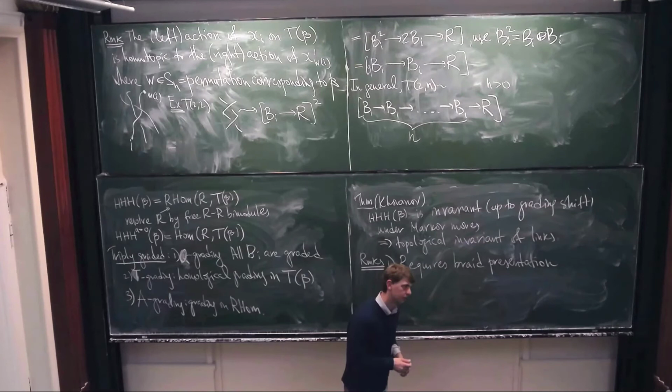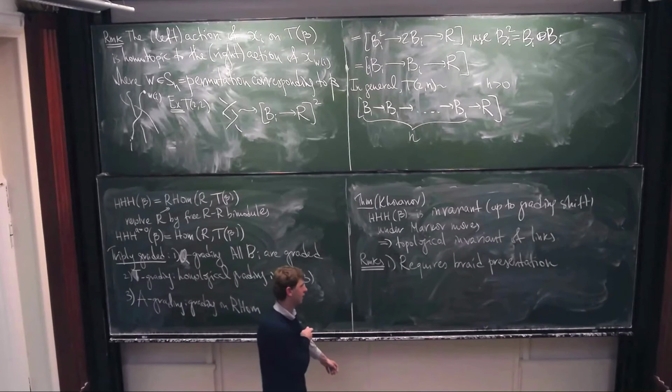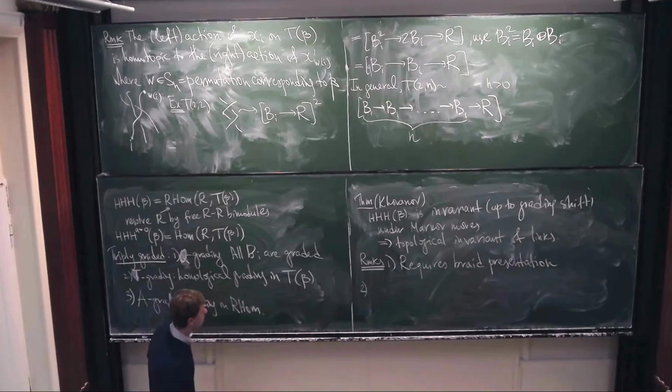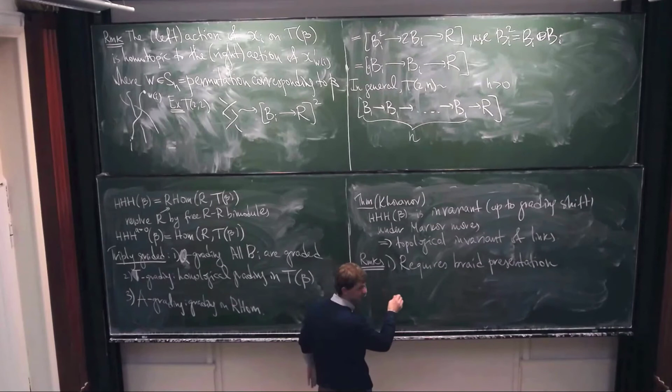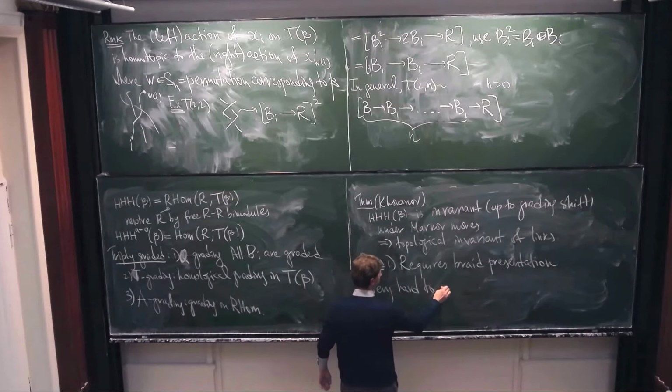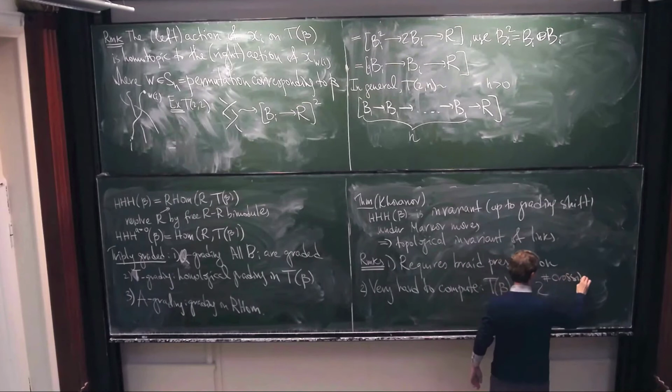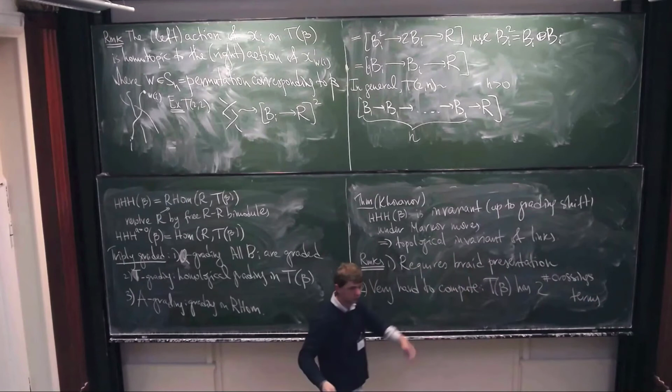Unoriented R2, whatever this means. And then the second thing: it's very hard to compute, I guess that's the remark. To compute, this T of beta has 2 to the number of crossings terms, and each term is a complicated product of B_i's, and then you have to take the homology of each of them.